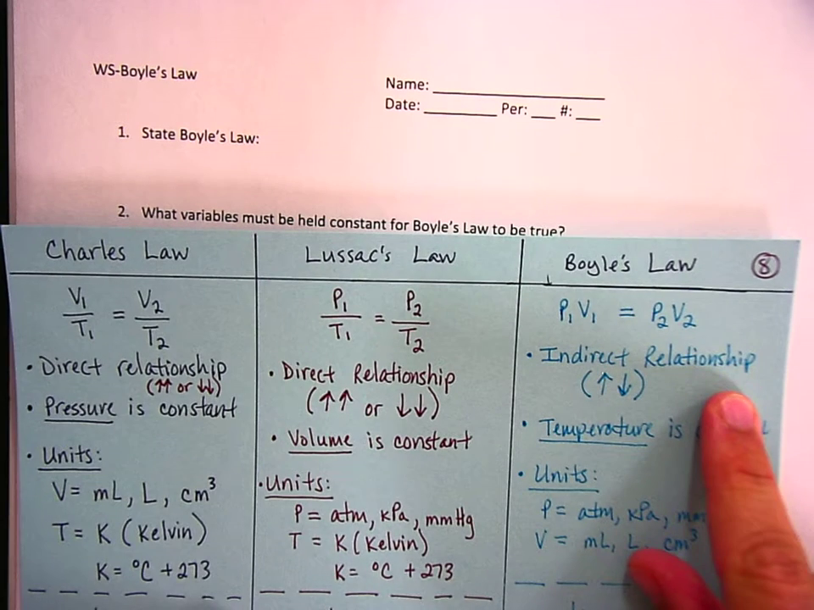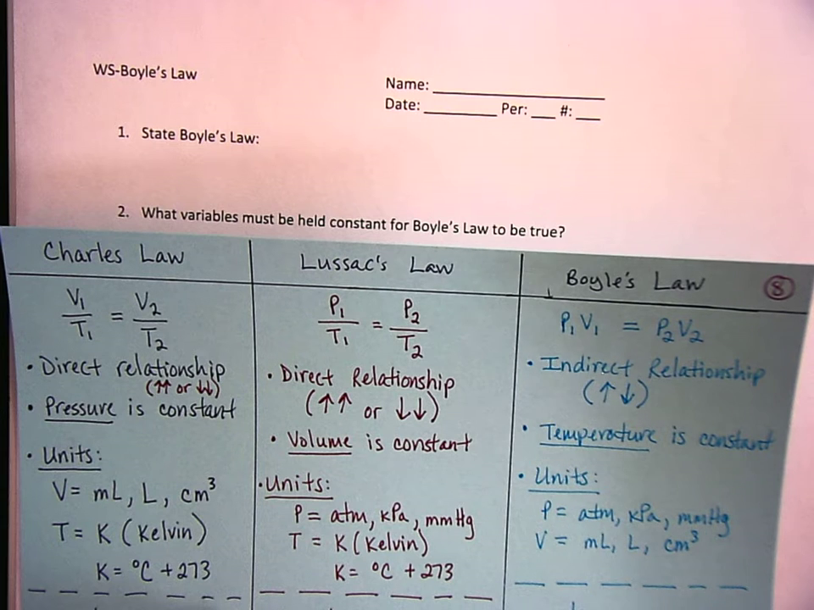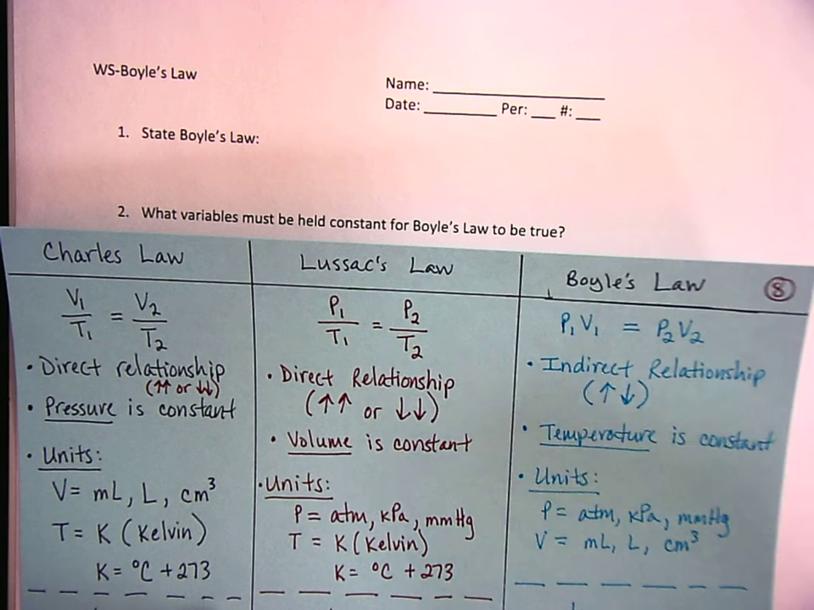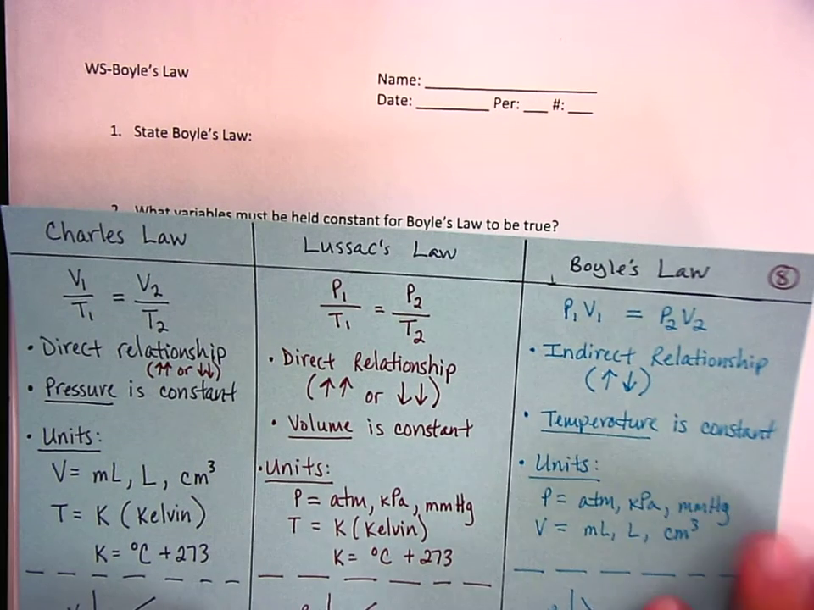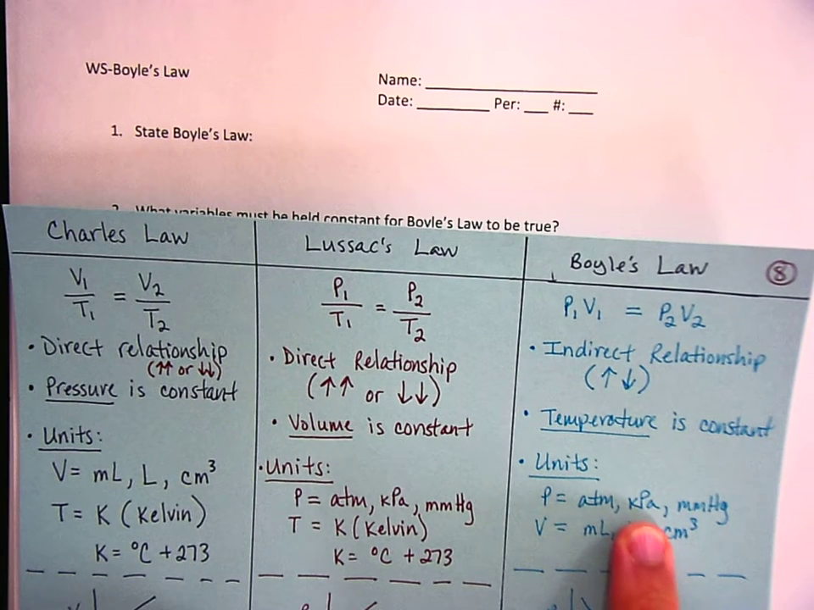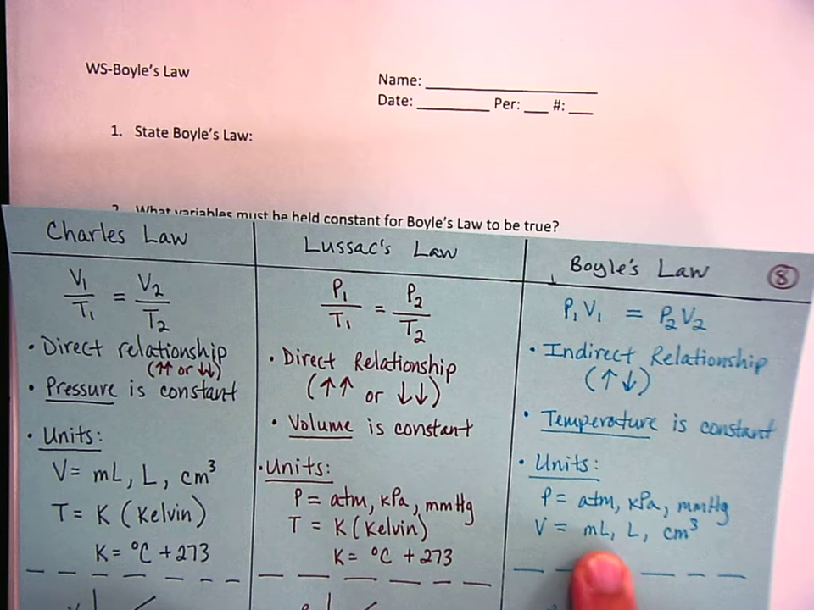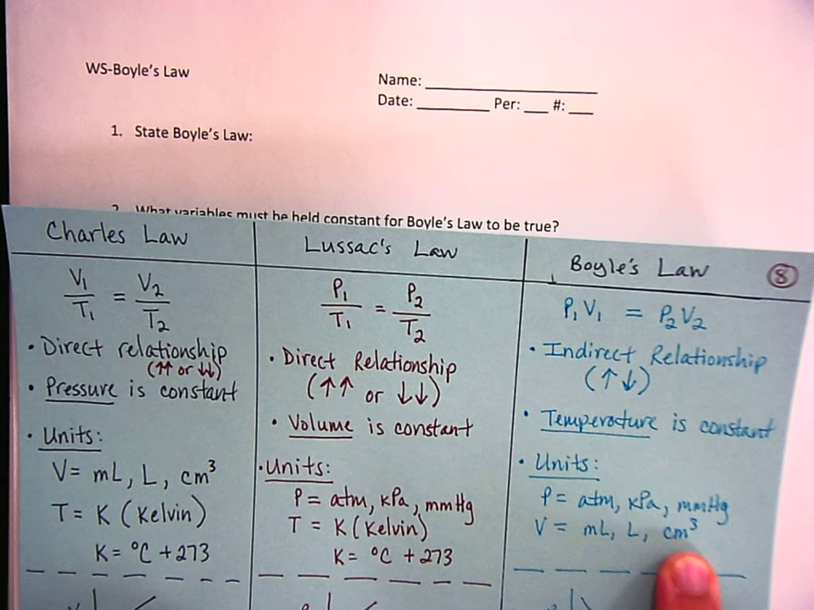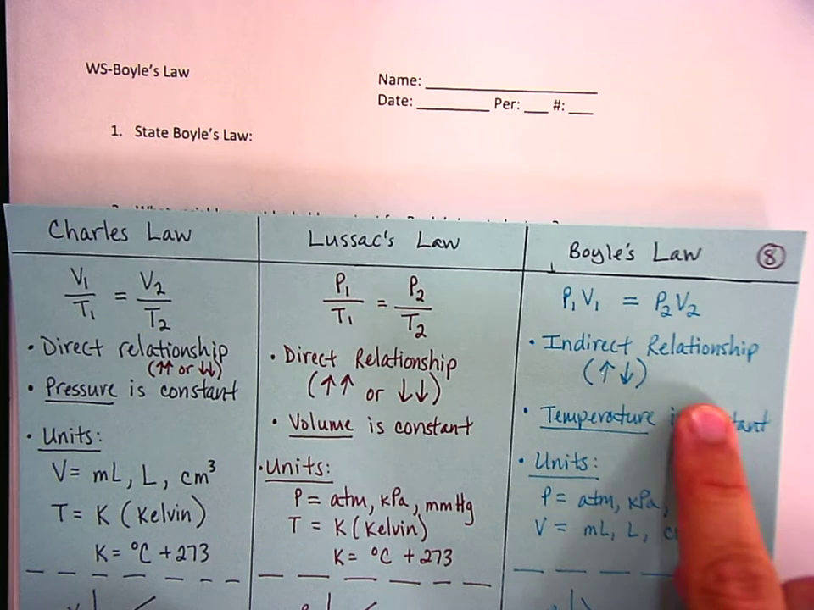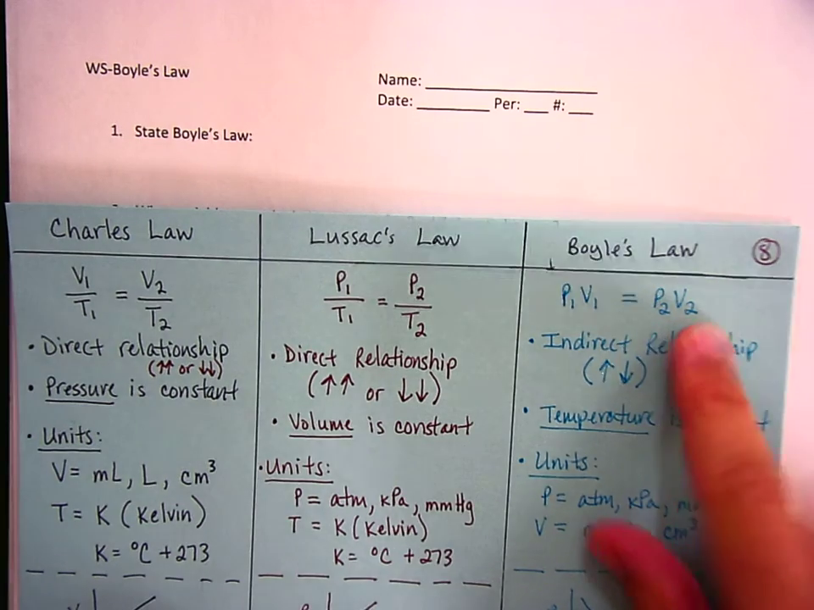It's an indirect relationship. That means if one of those variables increases, the other will decrease, and vice versa. Our units again are comparing pressure and volume. Pressure can be in atmospheres, kilopascals, or millimeters of mercury. Volume you will see as milliliters, liters, and sometimes cubic centimeters. Here's the formula. Instead of cross multiplying, it's basically a straight up algebra equation.